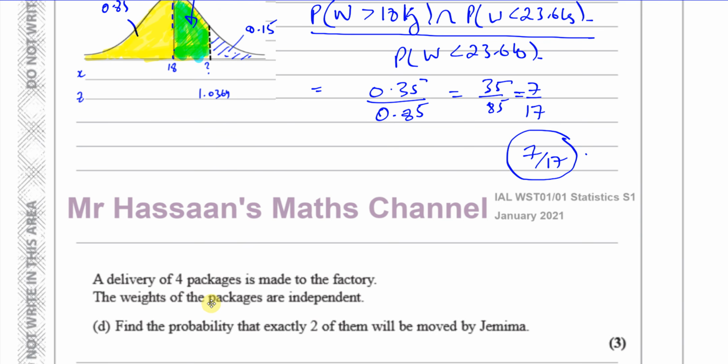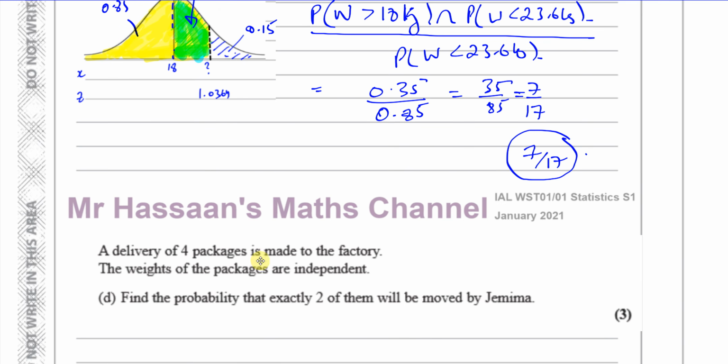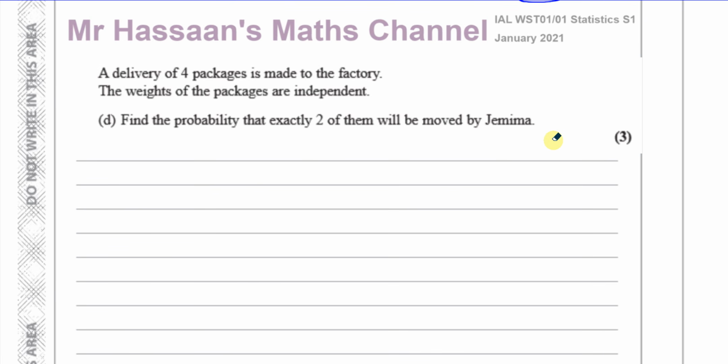It says here, a delivery of 4 packages is made to the factory. The weights of the packages are independent. Find the probability that exactly 2 of them will be moved by Jemima. Okay, so we want to find the probability that exactly 2 of them will be moved by Jemima.